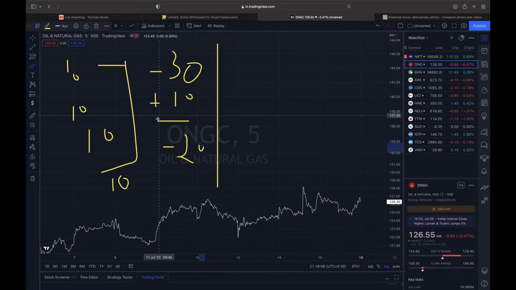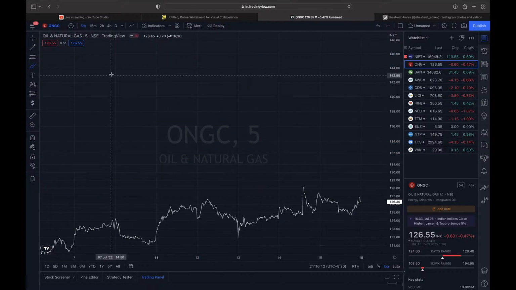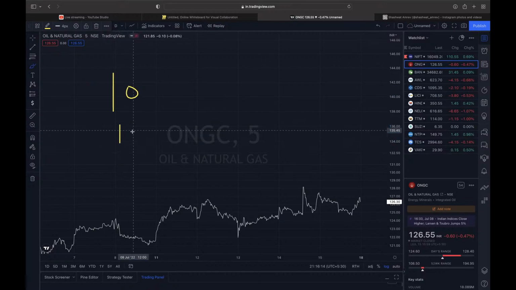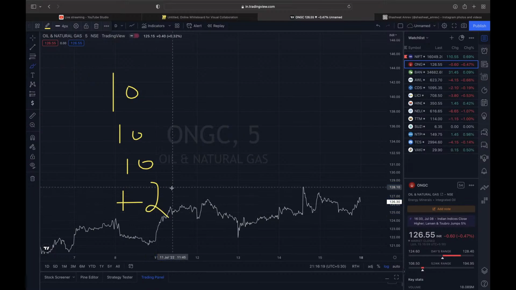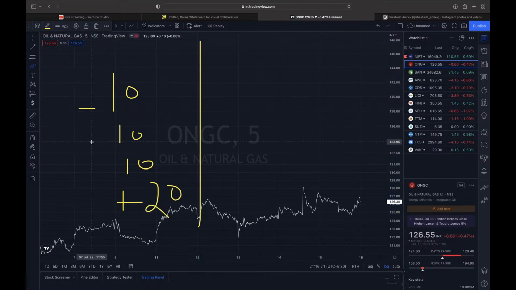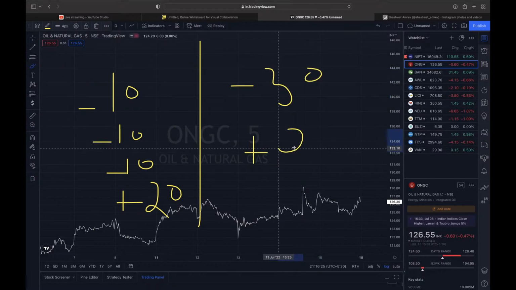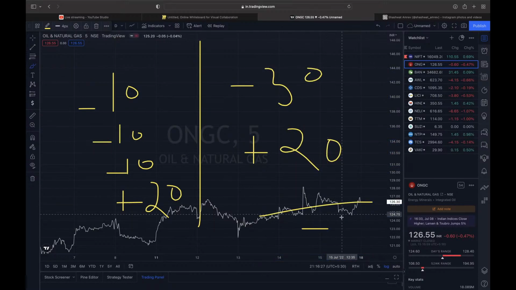Let's see what happens when you follow my rule. You lose 10, okay, same here. You lose 10 rupees, you lose 10 rupees, you lose 10 rupees, you add 20 rupees because of risk reward. What happens? Minus 30 plus 20, you're at least at a lesser loss.